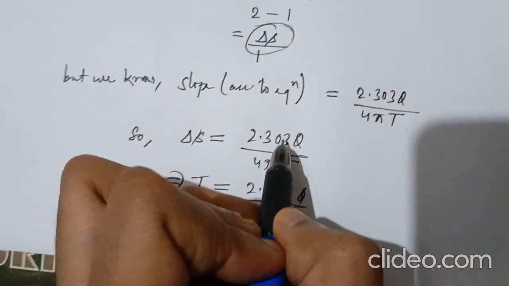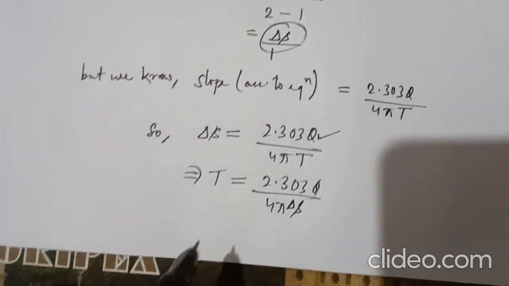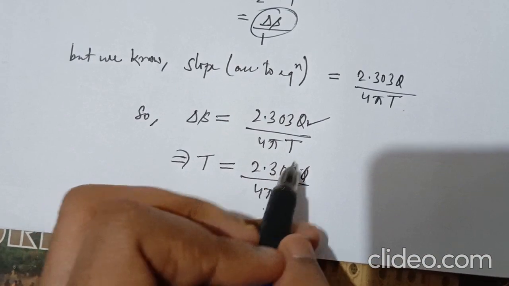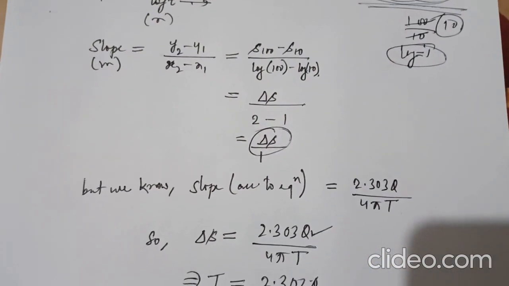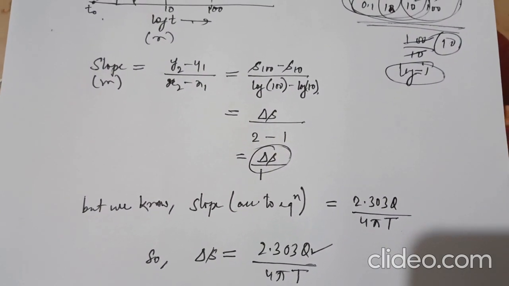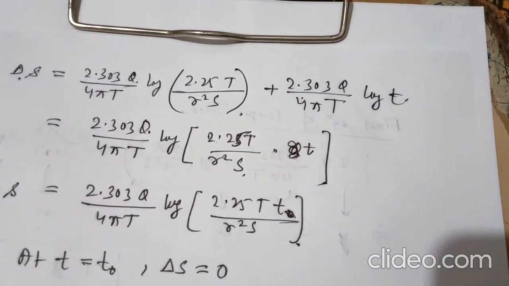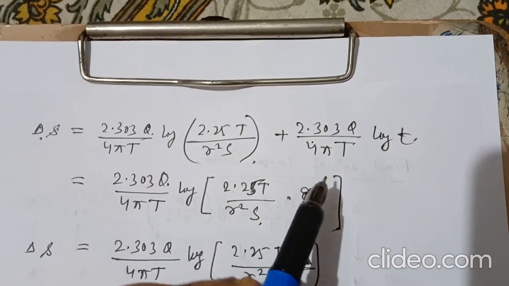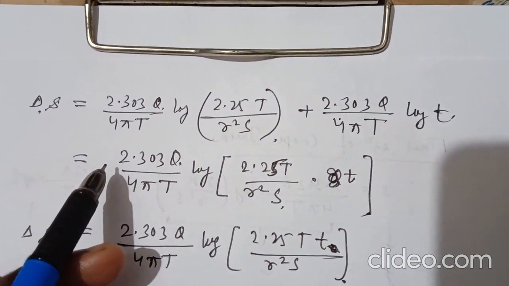Okay, the Q will be given in the question only. Then you can put Q and del s in this equation. 4 pi and 2.303 are constants, and you get the value of transmissivity. Okay, now we have to calculate the storage coefficient. Now I have to find the storativity. For that we know this equation, already discussed at the first of the video.